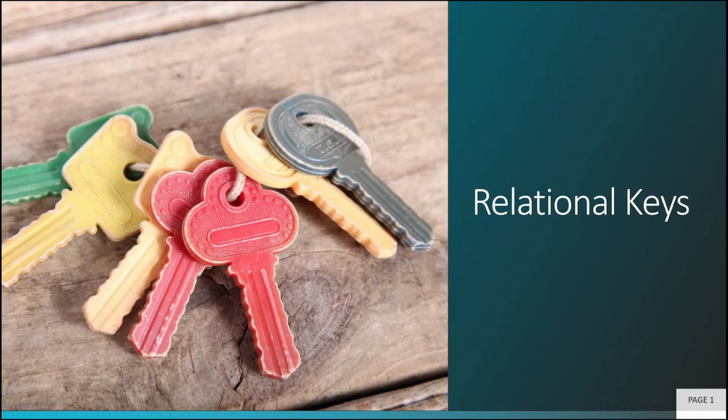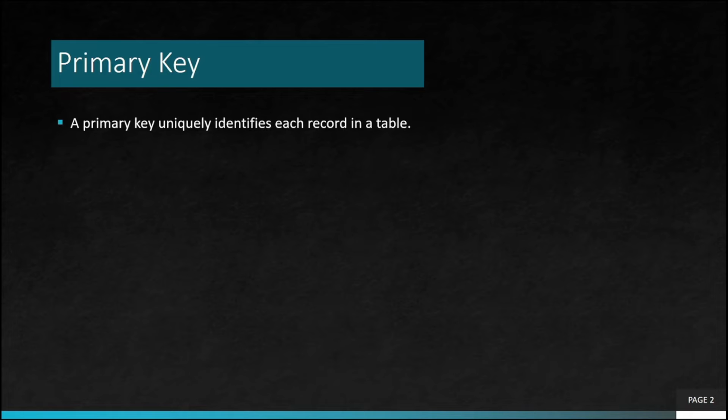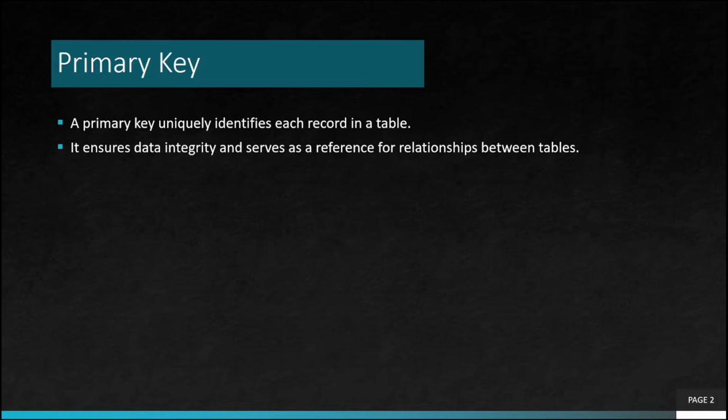So let's take a look at the first one, which you're no stranger to, right? You'd have heard me talk about the primary key several times. As you know, the primary key uniquely identifies each record in the table. So when you think of, say, a customer table, you can have many customers with the same first and last name. So how will you uniquely identify a customer? You can use a primary key. This primary key could be an email address or an ID number. It also ensures data integrity and serves as a reference for relationships between other tables.